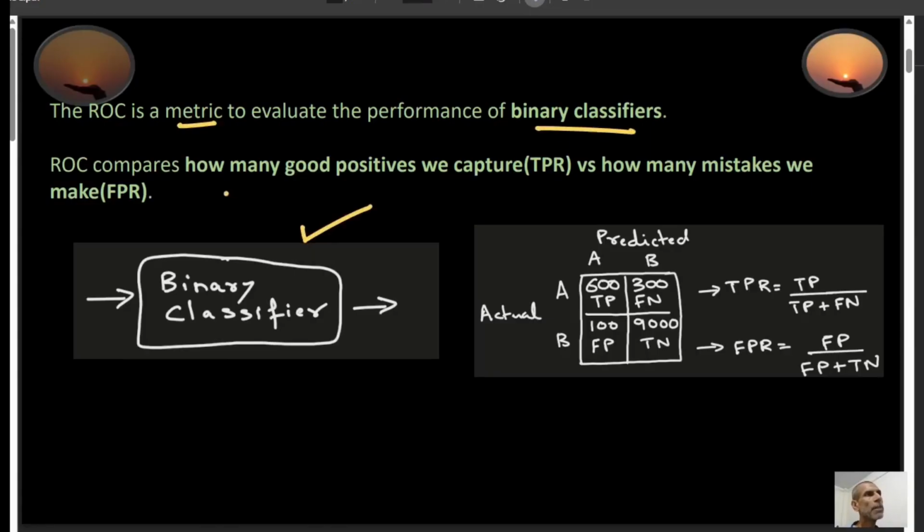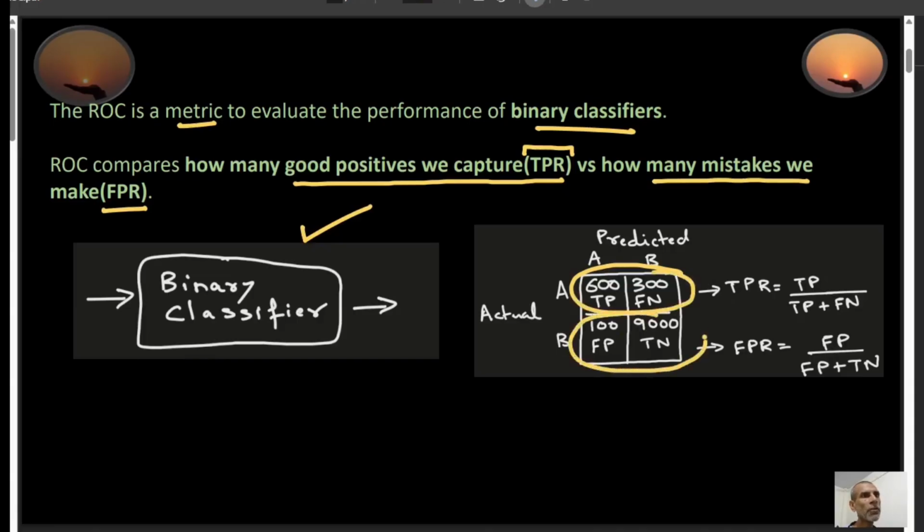Your ROC measures how many good positives we were able to capture. Another name for that is TPR, true positive rate, versus how many mistakes we made. Another name for that is FPR, which is false positive rate. Your true positive rate comes from here, and your false positive rate, you will be getting from here. Now, this is your confusion matrix.